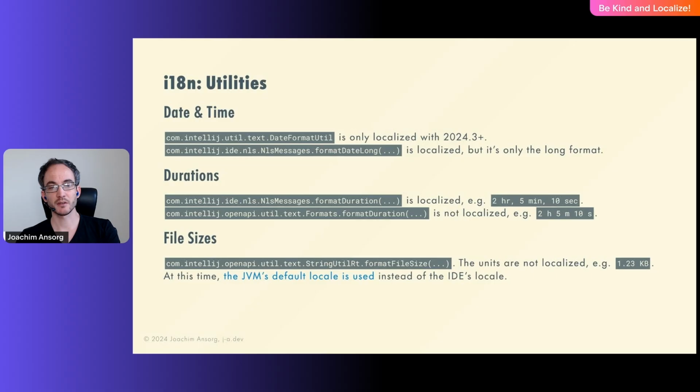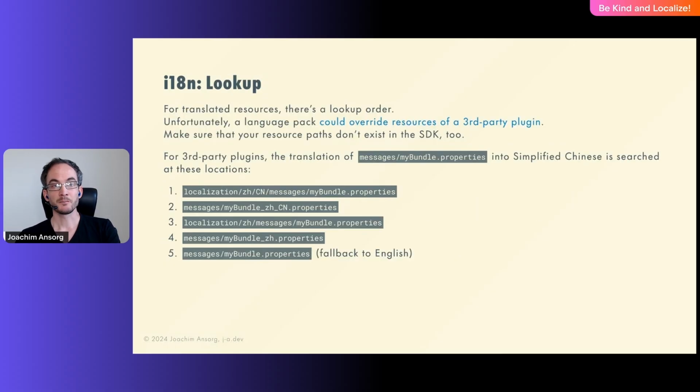For file sizes, there's currently no method available which is fully localized. It's currently using the JVM's default locale. So it's probably going to create a mix of different formatting styles if you're using the method for formatted file sizes. I just hope that JetBrains is going to fix that with the next versions.